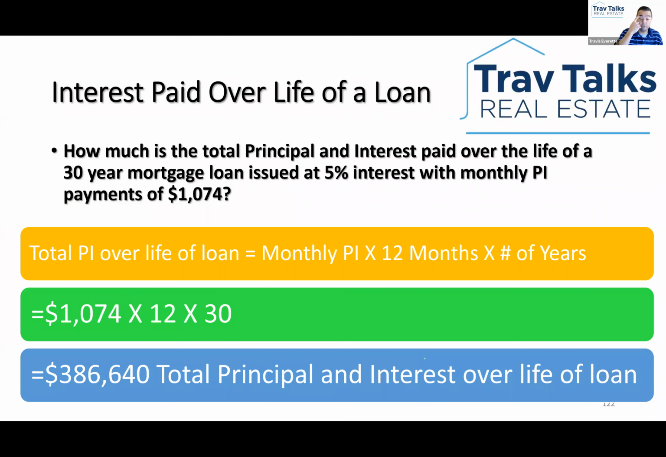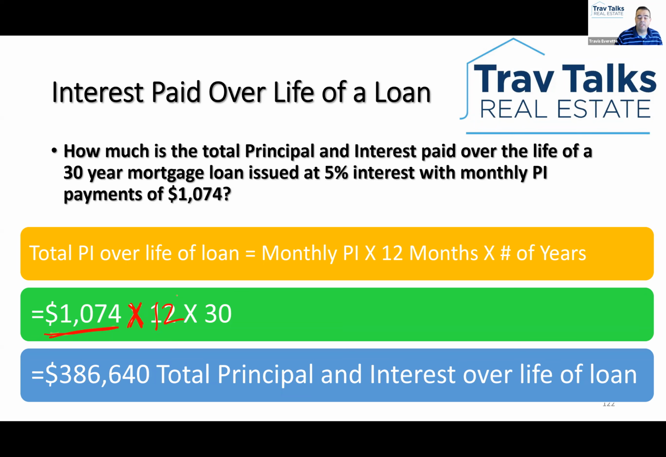I mean, look at this one. How much is the total principal and interest paid over the life of a 30-year mortgage loan issued at 5% interest with monthly PI payments of $1,074? Well, if we're paying $1,074 a month, how many months are there in the year, folks? 12. So that's times 12. Everybody good with that?